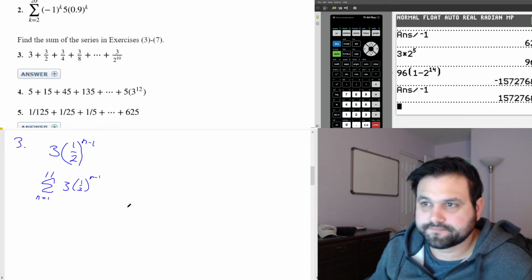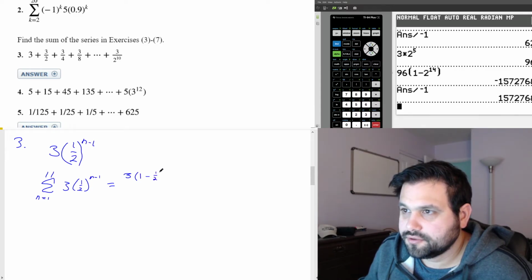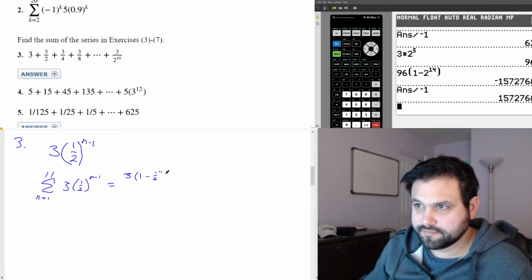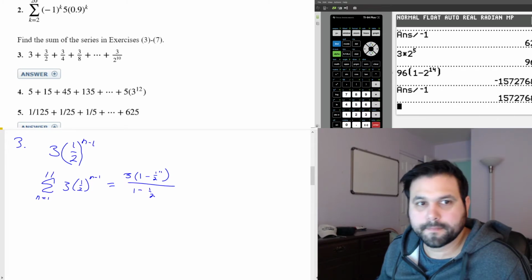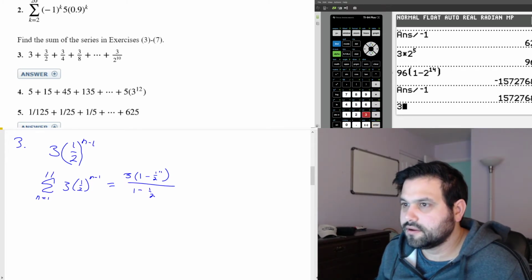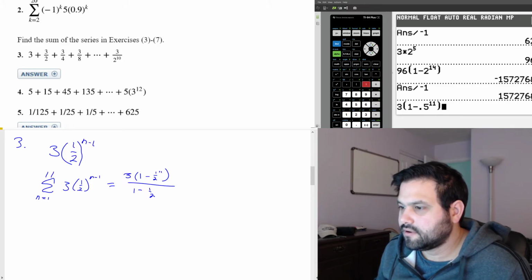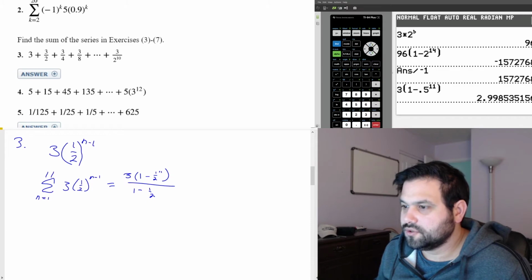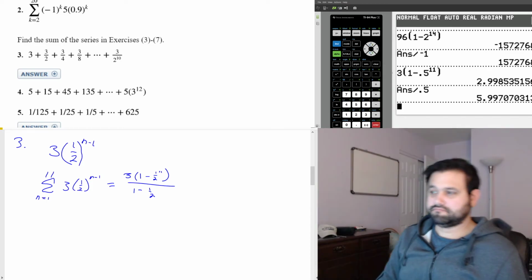And I'm going to evaluate this. Using the formula, that's 3, the first term, times 1 minus r to the n, so it's raised to the 11, divided by 1 minus r. Let's plug that in. 3 times 1 minus 1/2. I'm going to use decimals here so it's easier for order of operations. Raised to 11, and hit enter. And then I'm going to do 1 divided by 1 minus 1/2, which would be 1/2. And we get this value.